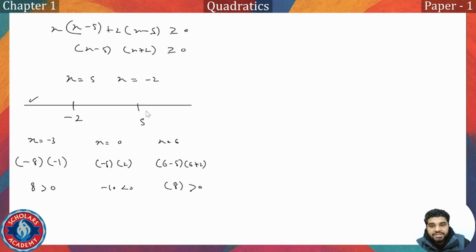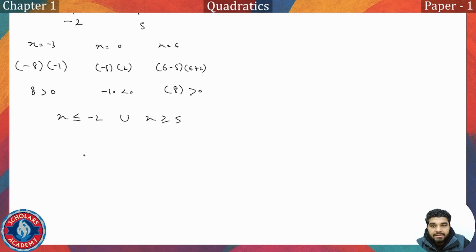So the interval which I am taking is when x is less than or equal to -2 and union x is greater than or equal to 5, right? So these are the two intervals. If I write it properly, it is negative infinity up till -2 and union of 5 up till positive infinity.